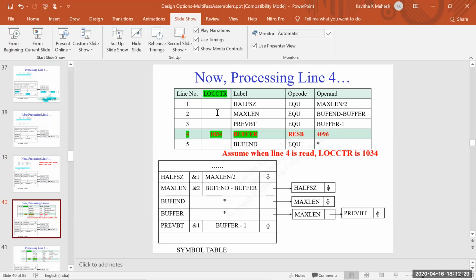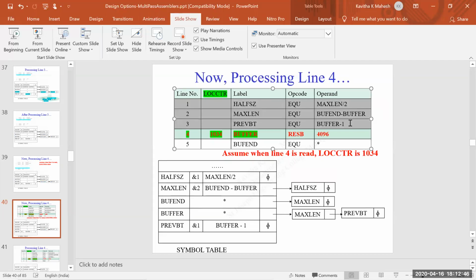Just go through the first table here. This is simply the assembly language instructions that we have taken as an example. First column is the line number, second column is the location counter. Then we have the instructions with label, opcode and operand. We are already done with processing of line number 1, 2 and 3. We have the symbol table here. Now we are currently processing line number 4, and it is given that the location counter value at this point is 1034.